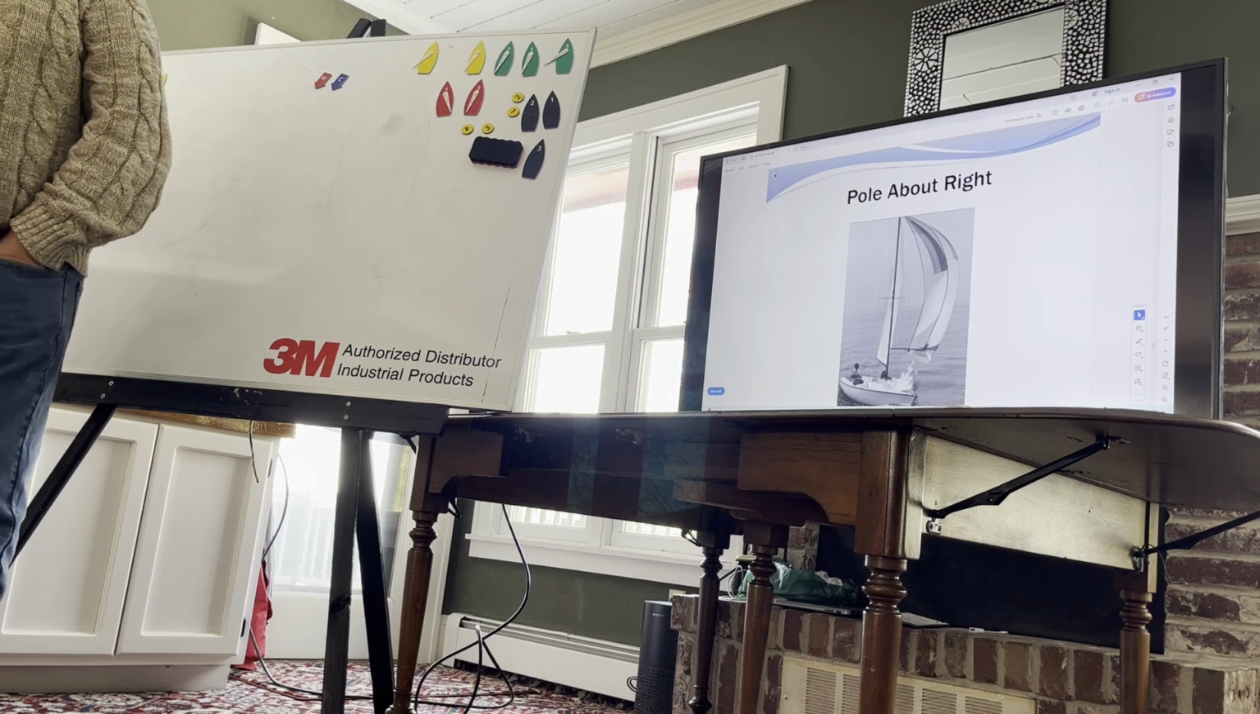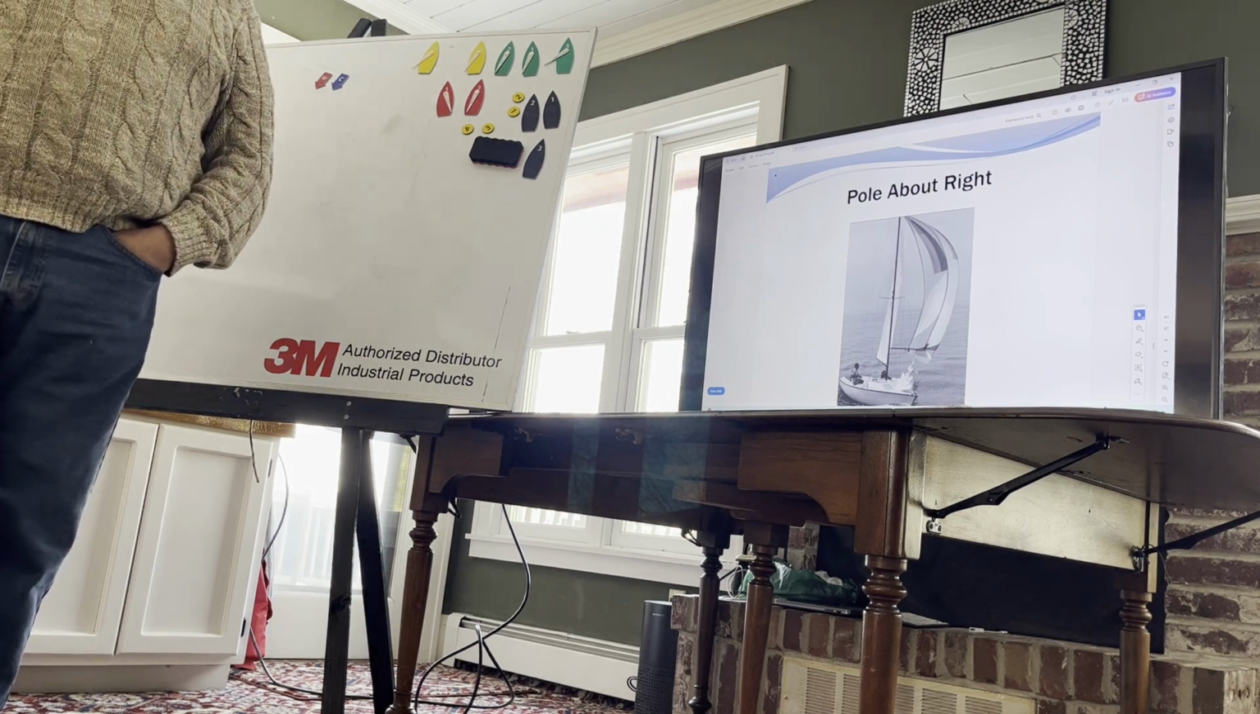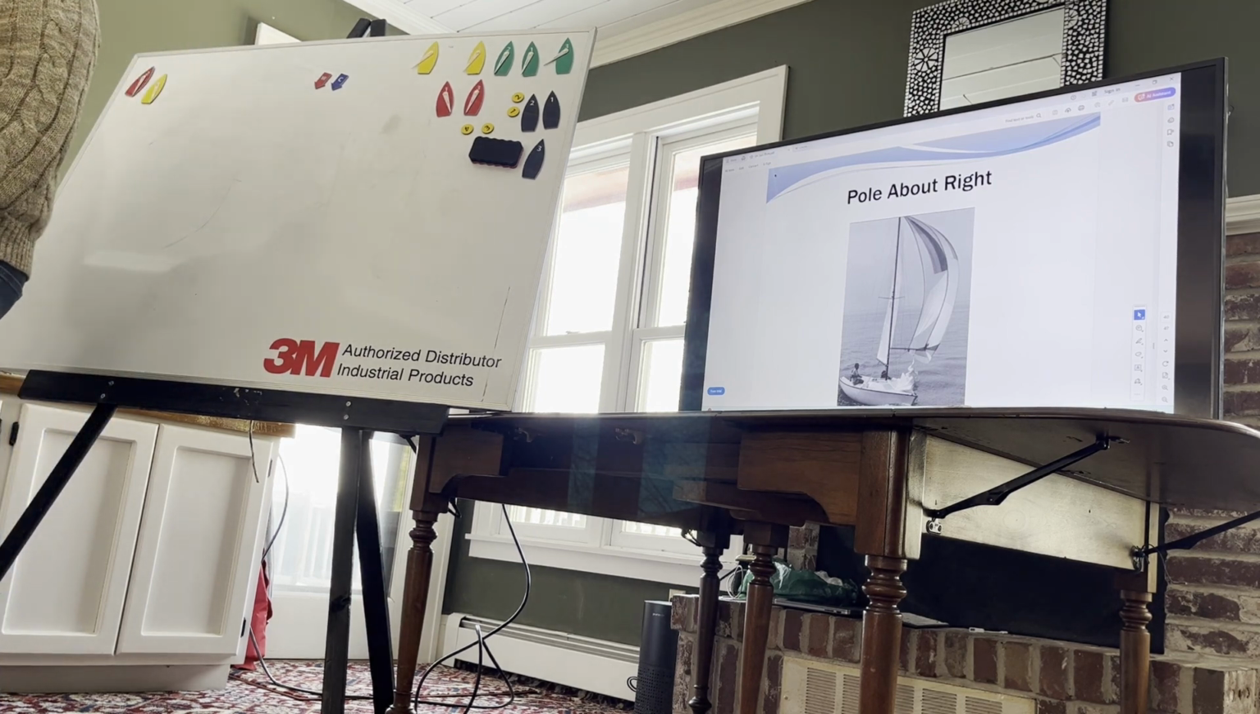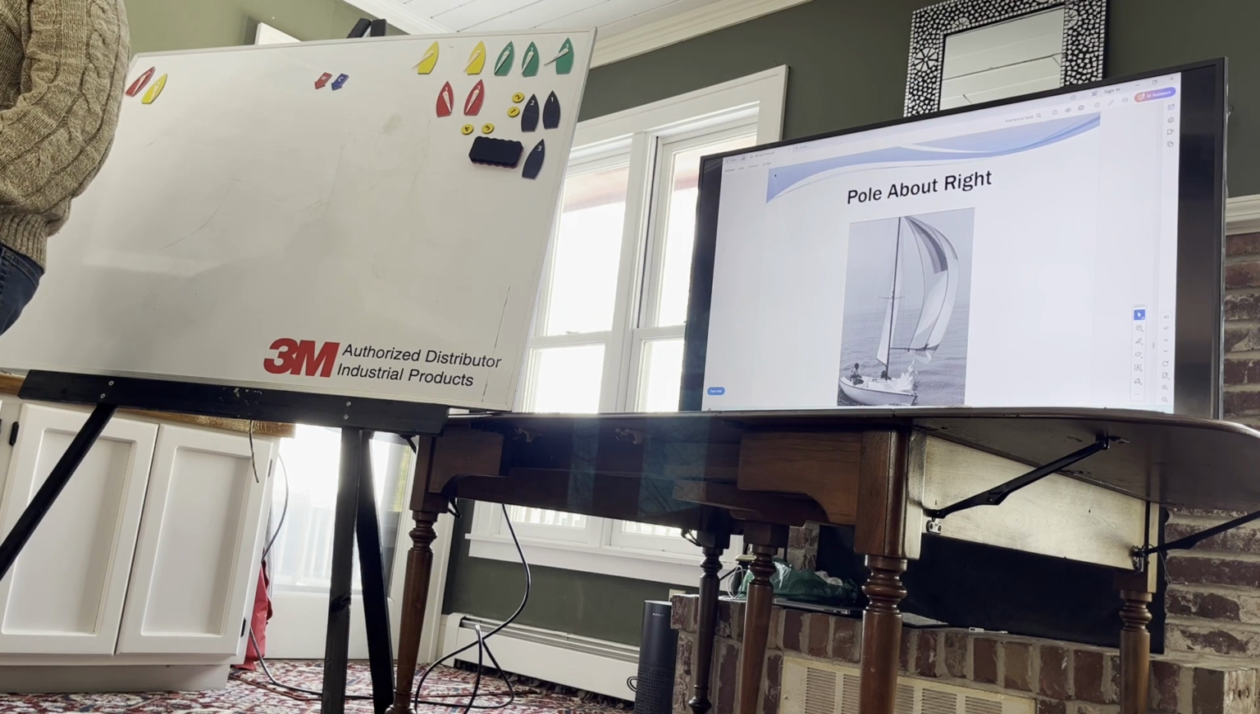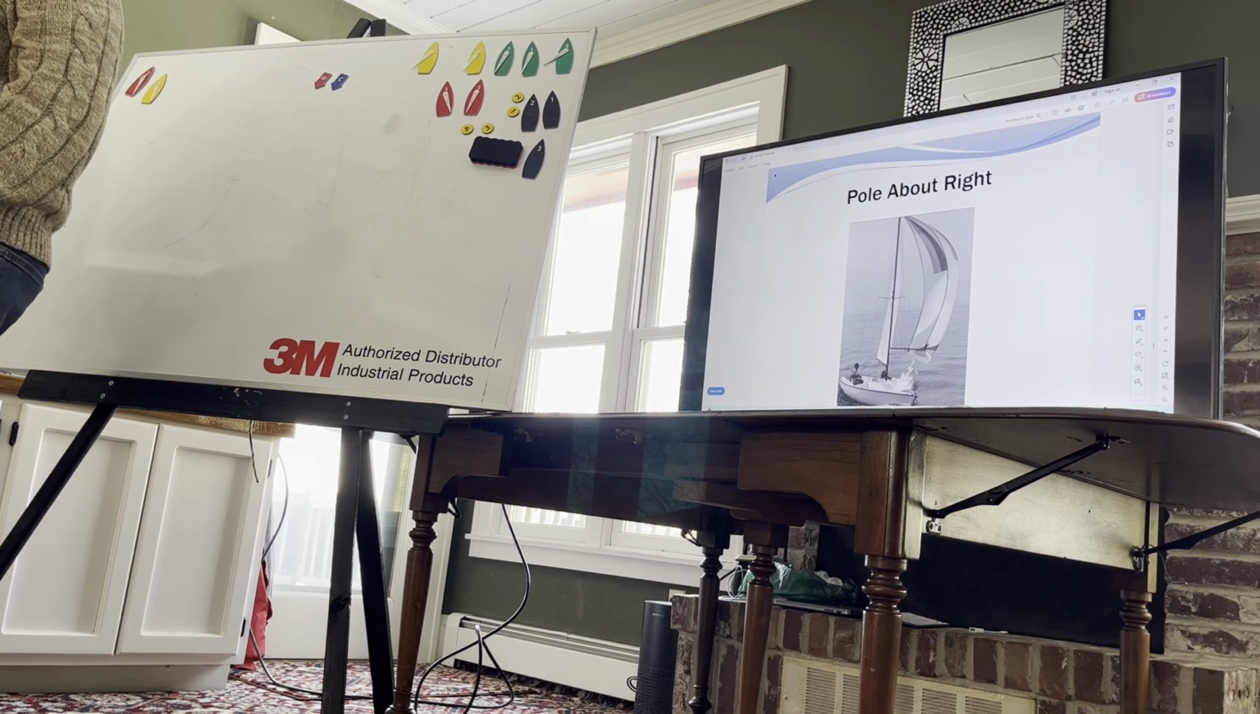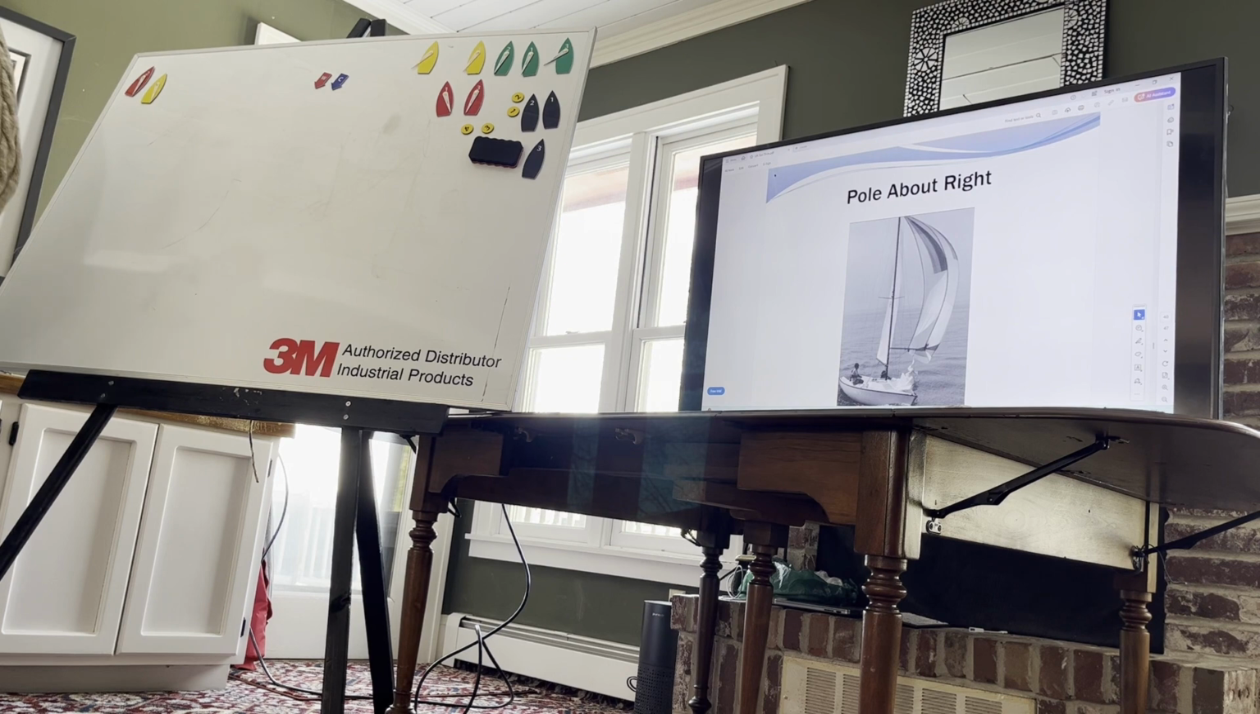The other big failure that I see is, how long does it take you to set the pole? Two hours? An hour and a half? It depends if I have a crew or not. That is completely unacceptable. So let's talk about a little boat handling here: how to set the pole.